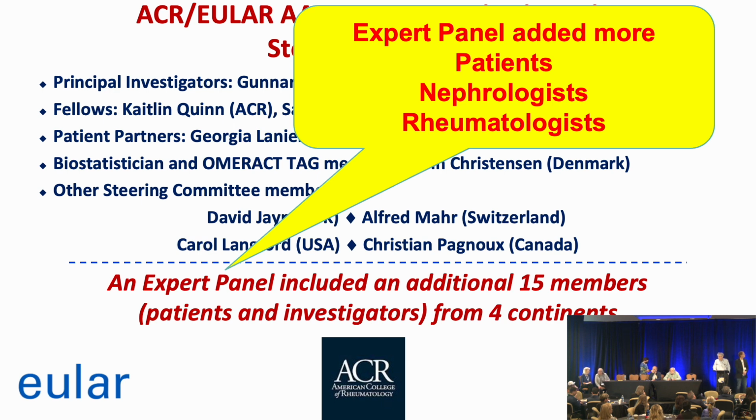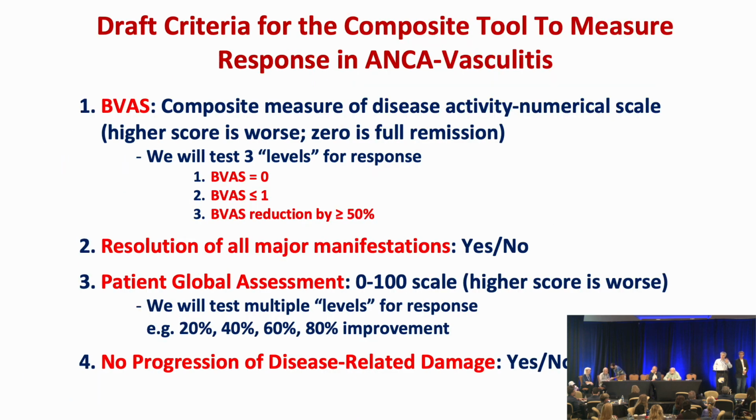So through a lot of work and process, we've ended up with, depends how you count, 4 criteria or more than 4 criteria within our composite. We have one, which is the BVAS, any version of the BVAS, which is a standard instrument to measure disease activity. And we have 3 levels of it that we want to test to see if the weights will be importantly different: BVAS of 0, BVAS of 1 or 0, believe it or not, those both have been used in trials, or reduction by 50%. Resolution of all major manifestations.